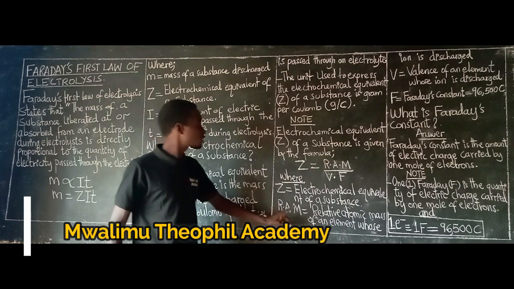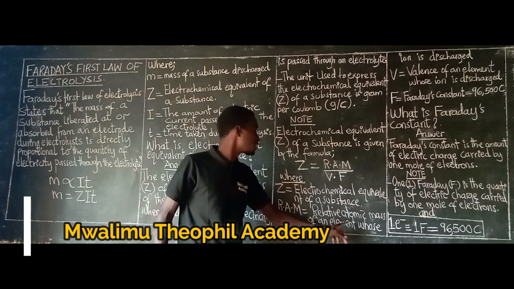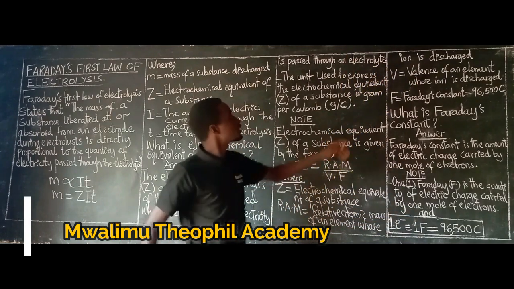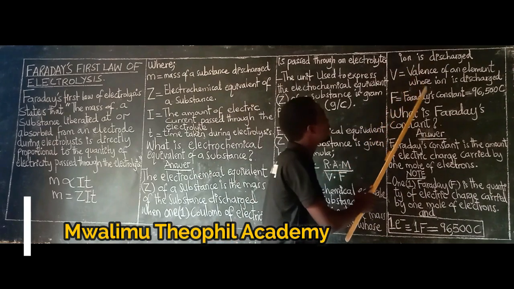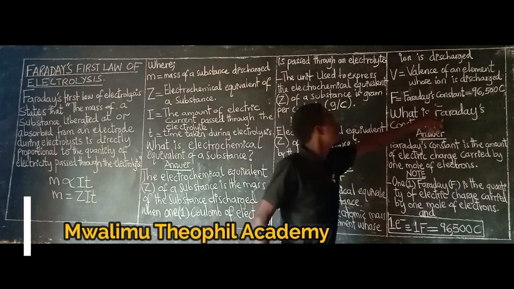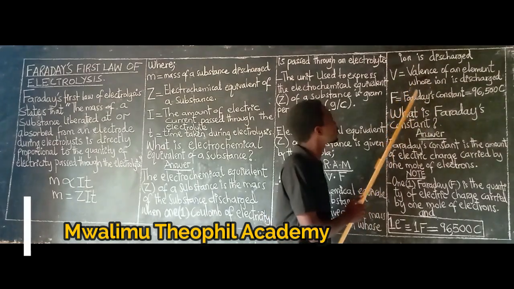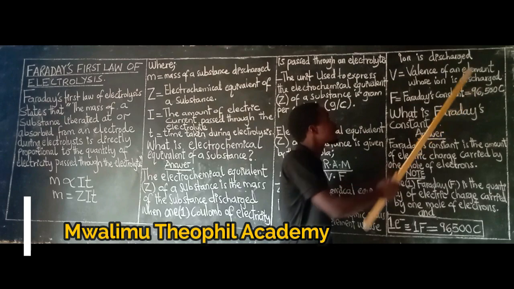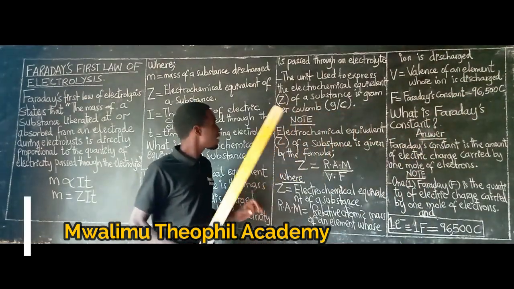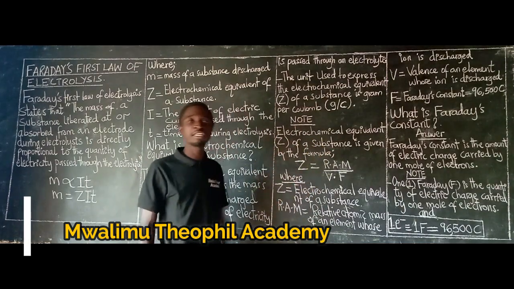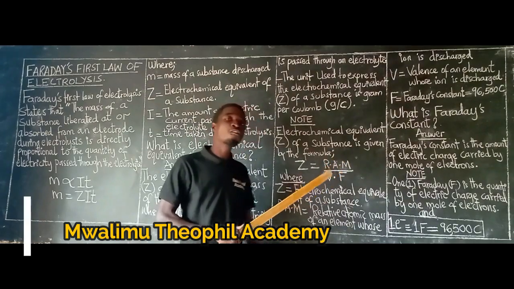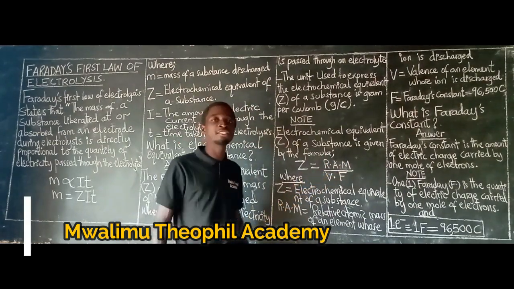RAM stands for the relative atomic mass of the substance whose ion is discharged. V stands for the valence of the element whose ion is discharged. And F stands for Faraday's constant, which is equal to 96,500 coulombs, as you can see. So, whenever you're asked to calculate the electrochemical equivalent of a substance, take note that it is the relative atomic mass over the product of valence and Faraday's constant.